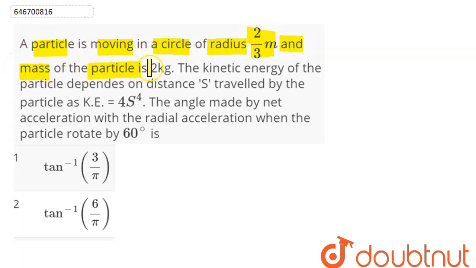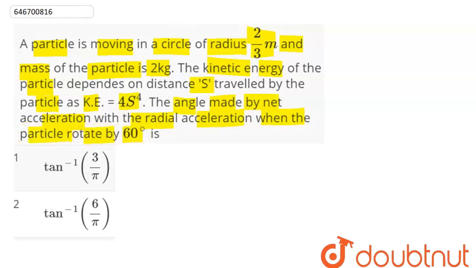Question is, a particle is moving in a circle of radius 2/3 meter and the mass of the particle is 2 kg. The kinetic energy of the particle depends on distance s traveled by the particle as kinetic energy is equal to 4s to the power 4. The angle made by net acceleration with the radial acceleration when the particle rotates by 60 degrees is.